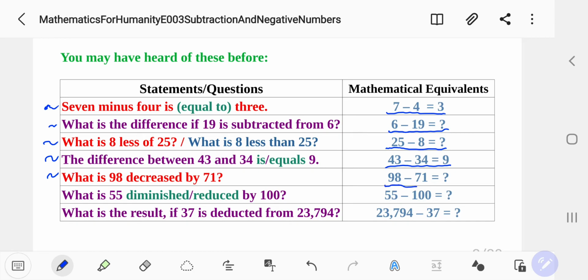That's 98 minus 71 equals. The next one is, what is 55 diminished or reduced by 100? Or what is 55 diminished by 100? Or what is 55 reduced by 100?